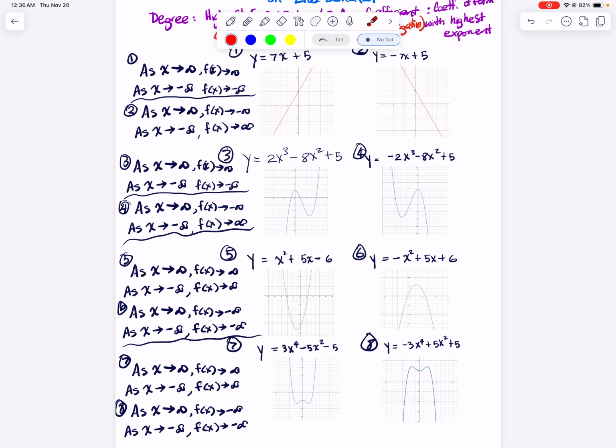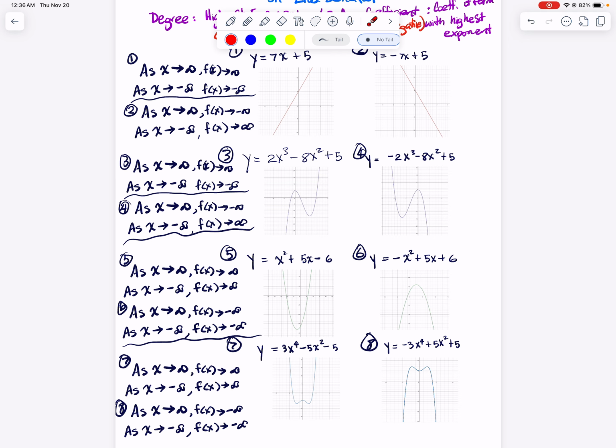All right, so a few takeaways here. Notice that we had an odd degree here and an odd degree here. Also, odd degree here, odd degree here. Notice that when you have an odd degree, the graph starts and ends on opposite f of x values. So it starts here low, ends high. It starts here high, ends low. Starts here low, ends high. Starts here high, and ends low.